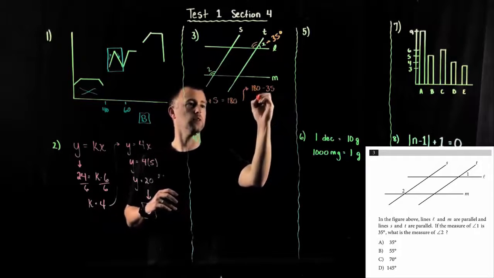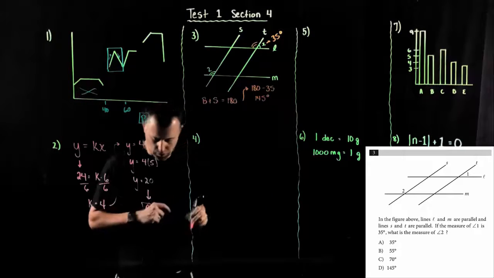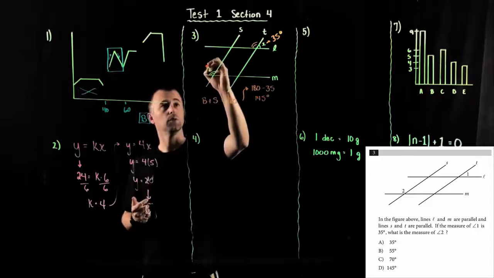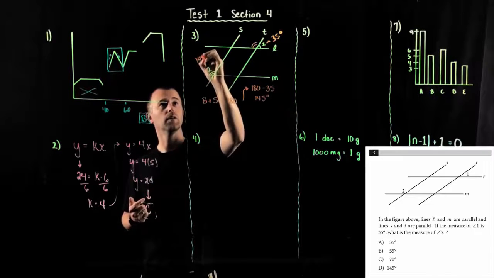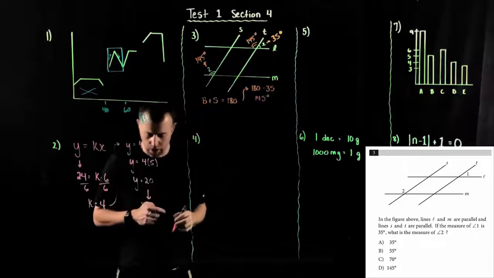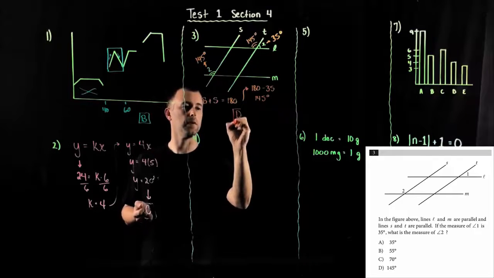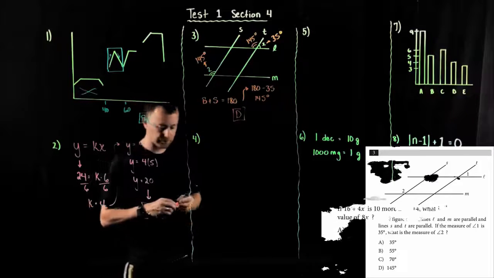So that's going to be 145 degrees. That's going to be my big angle. So when you find that, that's angle 2, that's 145, because that's also this angle. Those are the same. So angle 2 is 145, which is answer choice D. So that's going to be number 3.